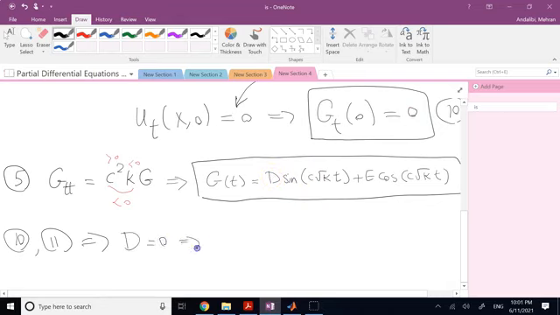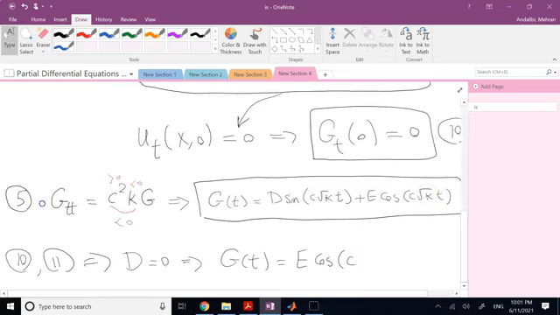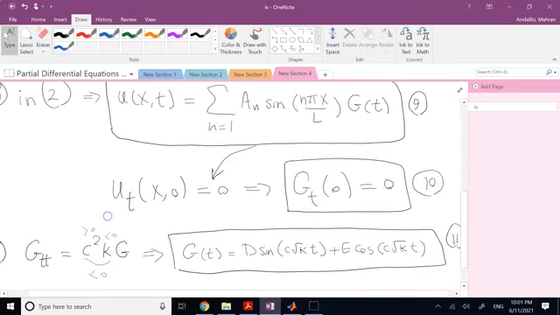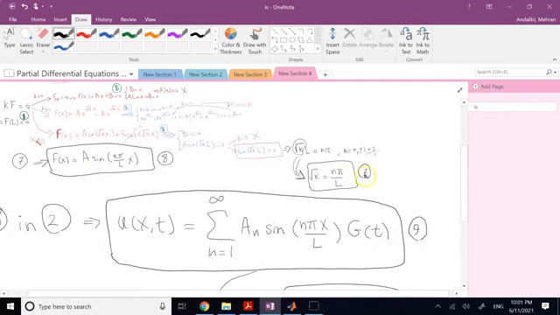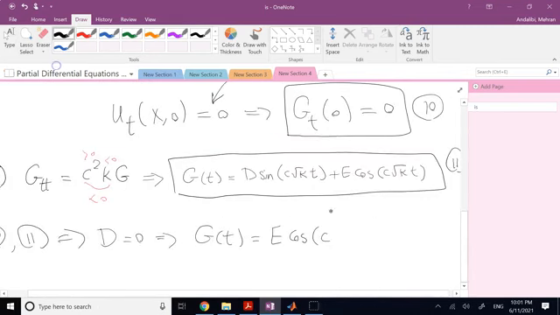And when d is 0, it means g of t, your time solution function, is going to be e times cosine of c, and for square root k, if you don't mind, I plug what we found for it. Square root k was n pi over L. So here I also use equation 7, so it is going to be n pi over L and then times t. Okay, so this is the solution for g of t.